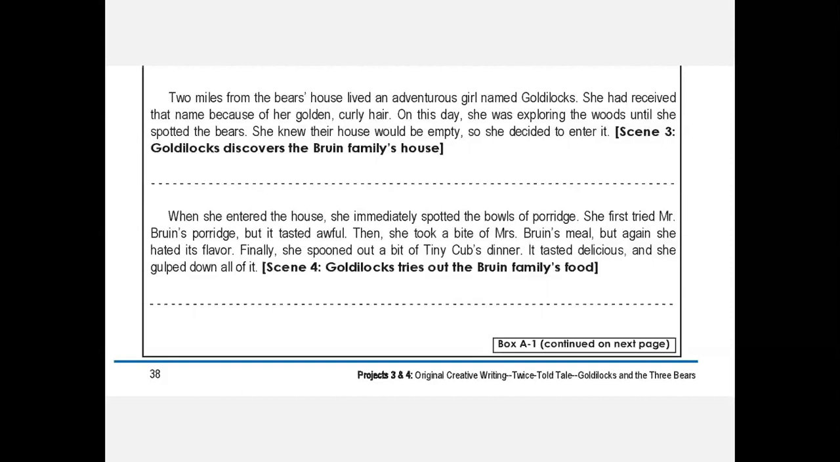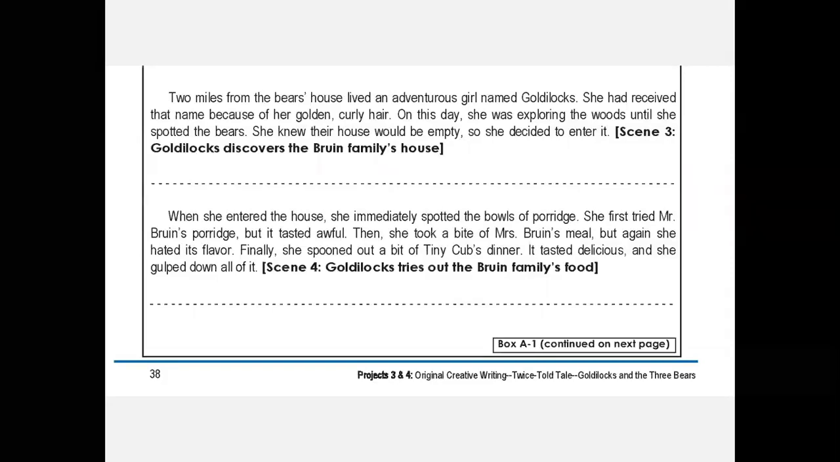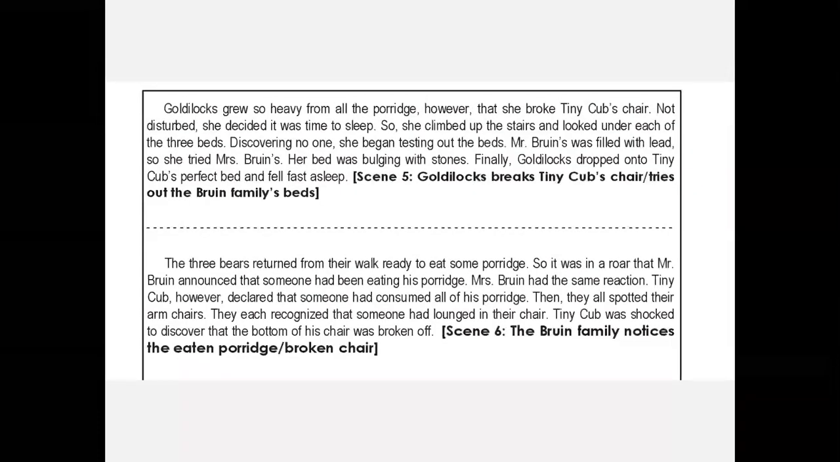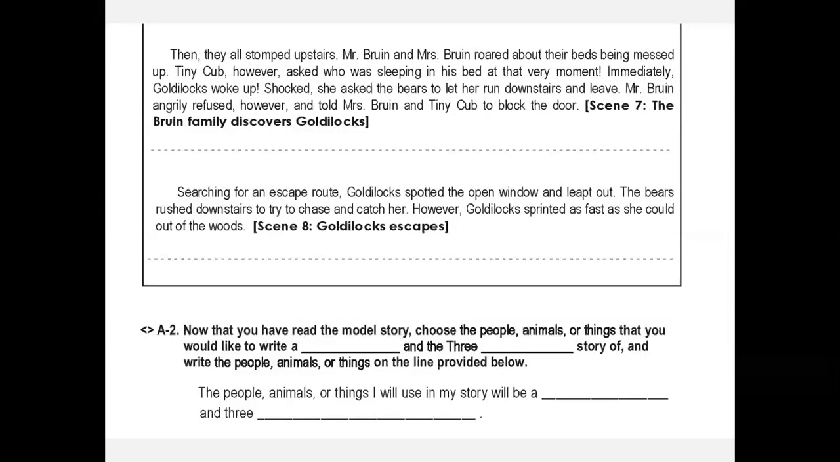So look, we had a person change and an action change in that. So it can be any one of the three things happening, or it can be two or three of them. And that tells your student that a scene changed. Scene four, Goldilocks tries out the Bruin family's food. Scene five, Goldilocks breaks Tiny Cub's chair. Scene six, the Bruin family notices the eaten porridge and broken chair. Scene seven, the Bruin family discovers Goldilocks. And scene eight, Goldilocks escapes.